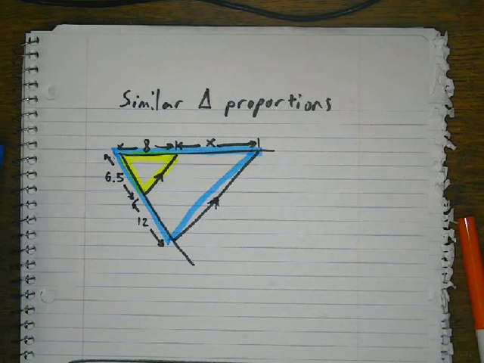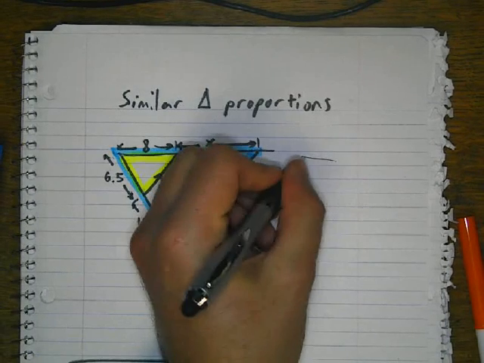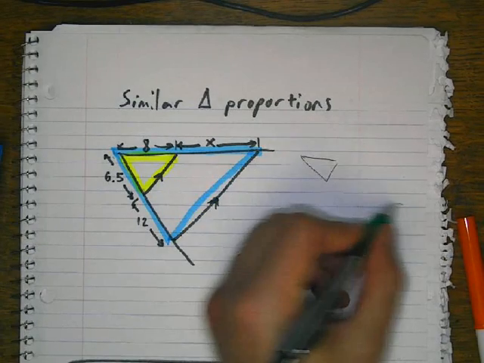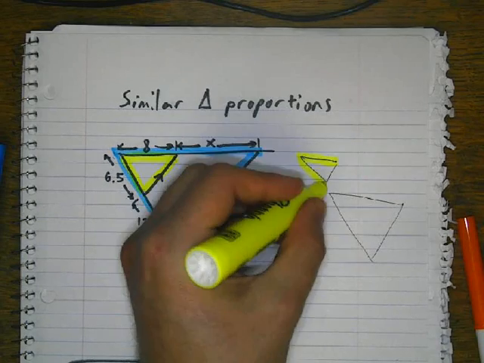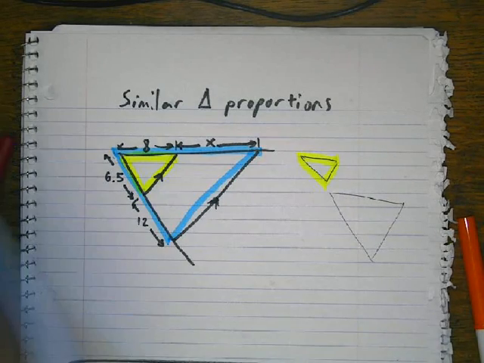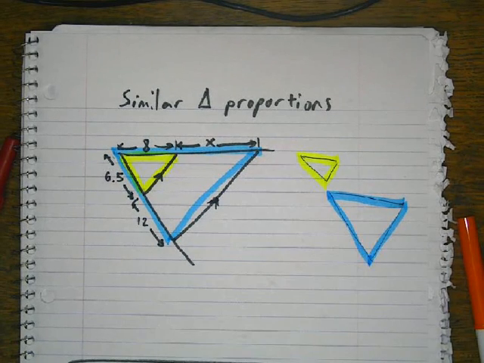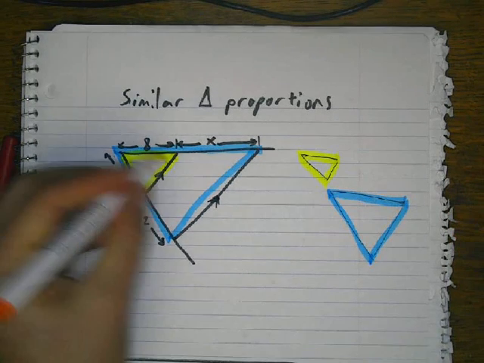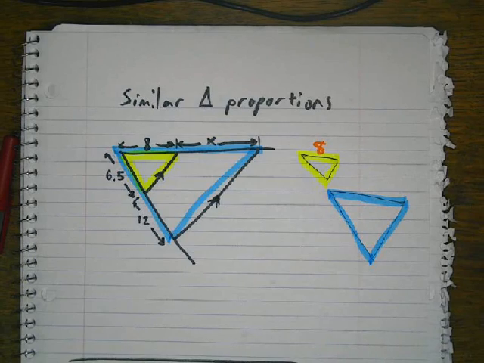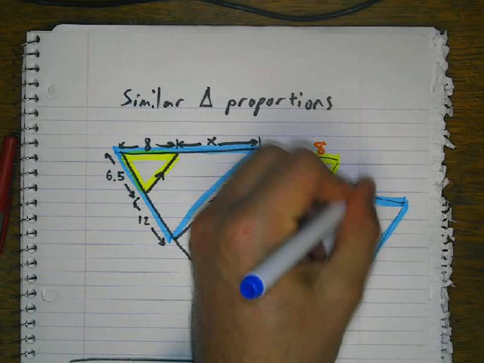So let's set this up. It might be easier to draw the triangles separate like this. Okay, so here's the yellow triangle, and here's the blue triangle. This helps us understand the relationships. So the length of this side here is 8, and the similar side, this length of the blue side, is x plus 8.